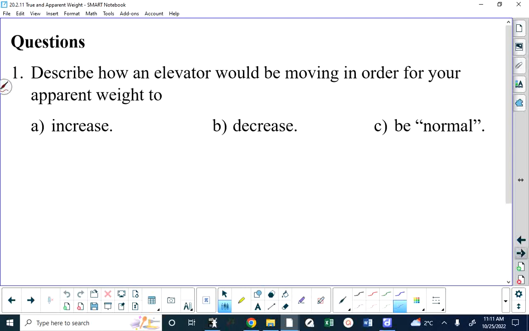So, describe how an elevator would be moving in order for your apparent weight to increase, to be larger, to decrease, to be smaller, or to be normal. Well, if your apparent weight is more, the acceleration is up. And that direction is important.